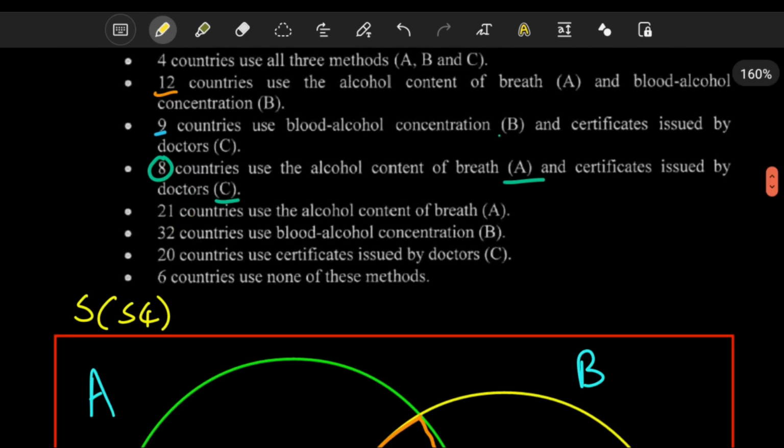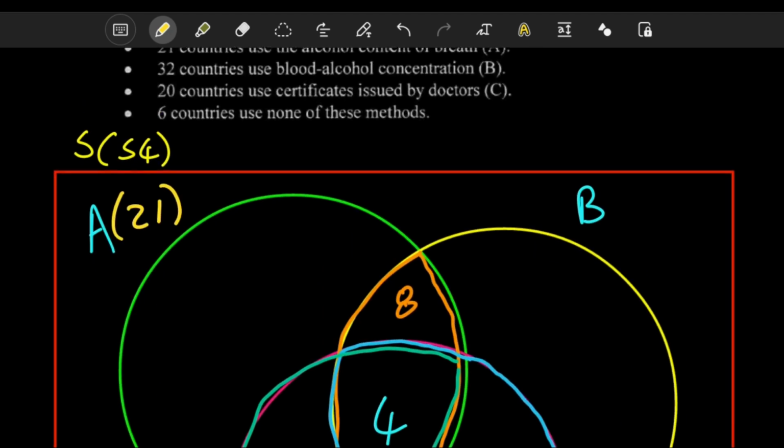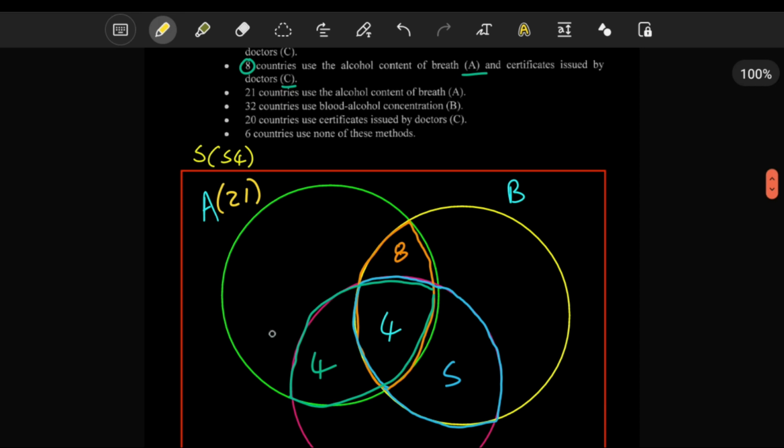Because look here. The next portion says 21 countries use A, meaning everything inside A here should add up to 21. So already here this is 8 and 8. So that's like 16. 21 minus 16, it's like a 5. Because everything here should add up to 21. You see. Oh, do not forget that.